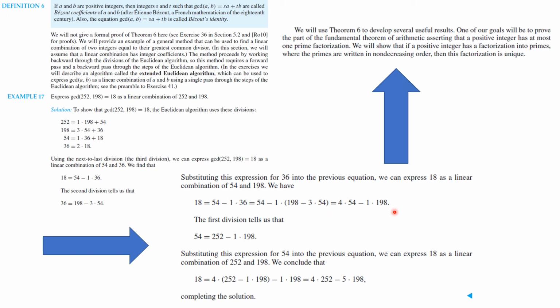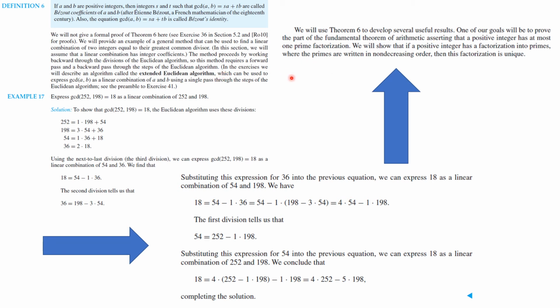Now, the first division tells us that 54, which is something that we have here, is equal to 252 minus 1 times 198. So if we substitute this for 54 in there and do the arithmetic, we get 18 is equal to 4 times 252 minus 5 times 198. That's the solution, and that's the process we use, and that's really, except for notation that's cumbersome, the way the proof works.